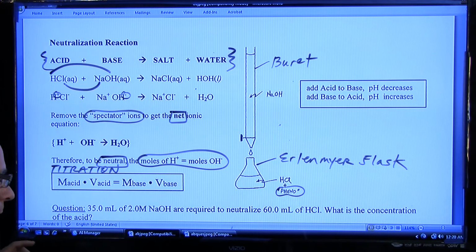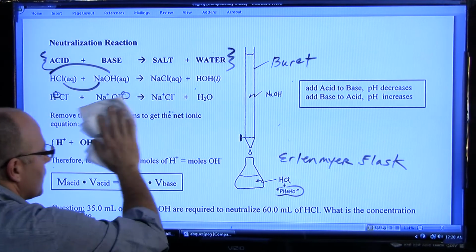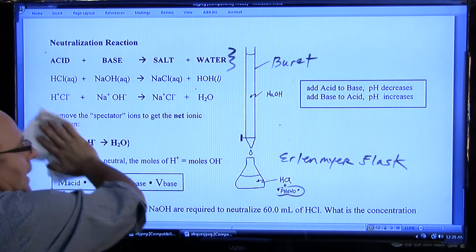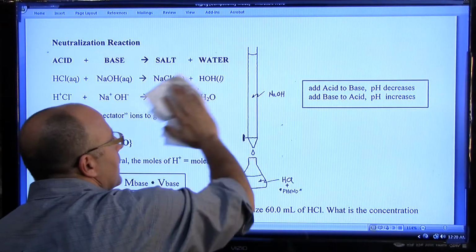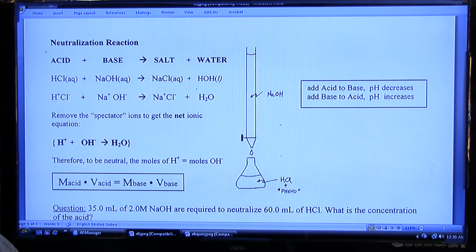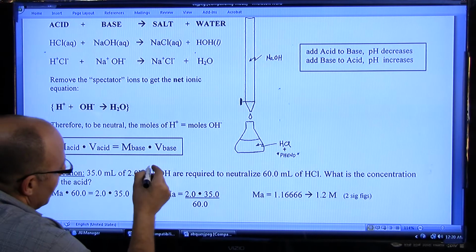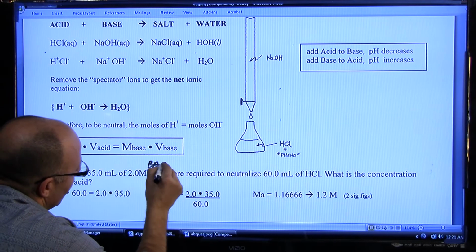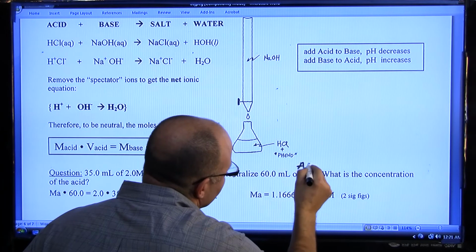And now here's our question, what is the concentration of the acid? So what you want to do in these problems right away is you want to identify, you want to circle and label who the acid and the base are. Now in this case here, it's the most common acid and base, so it's easy. And so here's your base, the NaOH. And here's your acid, the HCl.